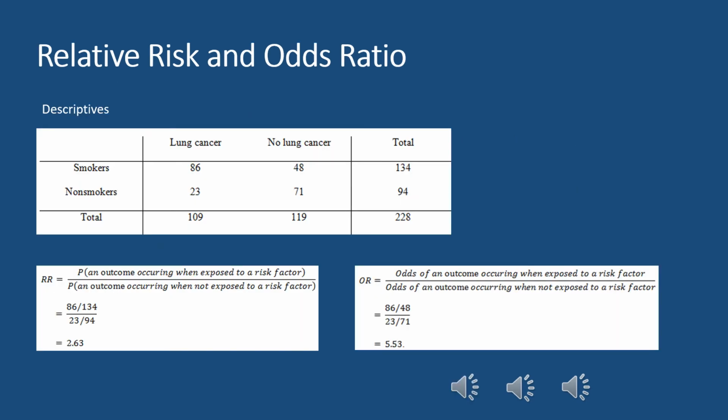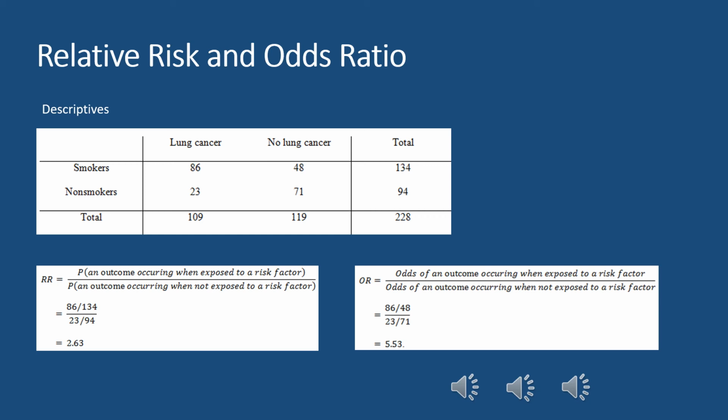So this slide provides an overview of how you would calculate relative risk and the odds ratio. There is a descriptive table provided with information on smokers and non-smokers with lung cancer or without lung cancer. And then there are equations below that show you how you would calculate the relative risk or the odds ratio.